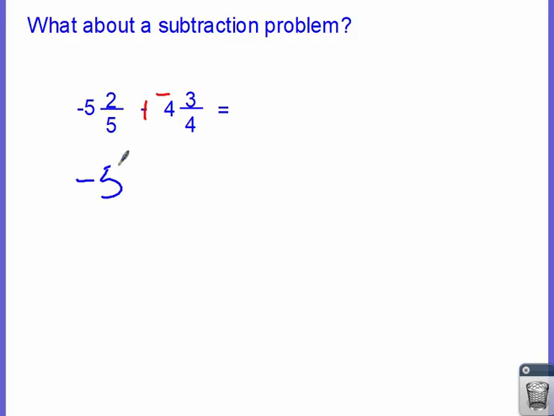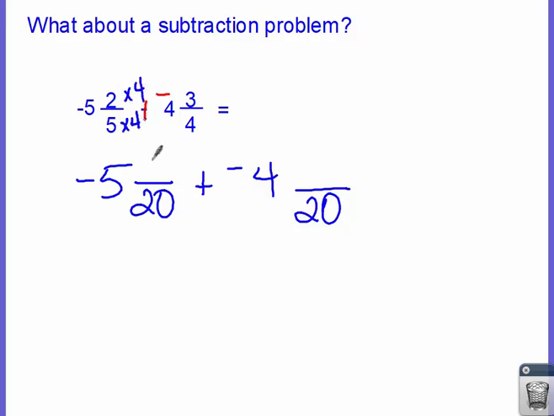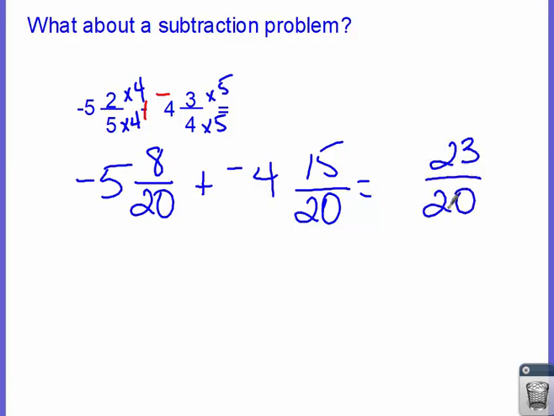So, -5 with the fraction bar plus -4 with the fraction bar. We've got 5 and 4, so our common denominator will be 20. So now we change our numerators. So for this 5, I multiplied by 4. So I multiply the 2 by 4 to get 8. What did I do for the 4? I multiplied by 5. So I multiply the 3 by 5 to get 15. And now because our signs are alike, we're just going to add. So we have 8 and 15, which makes 23. We keep our 20. And now we add our -5 and our -4 to get -9.